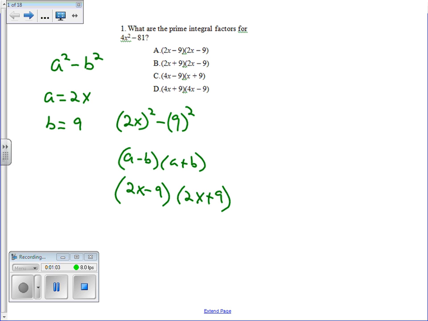So my answer for this one is going to be B. Because it is multiplication, it doesn't matter which one is first, the 2x minus 9 or the 2x plus 9.